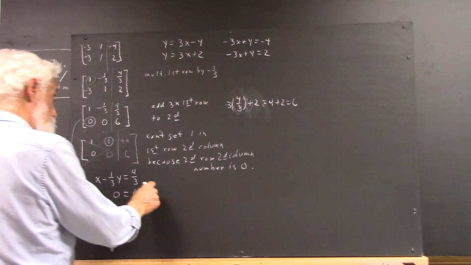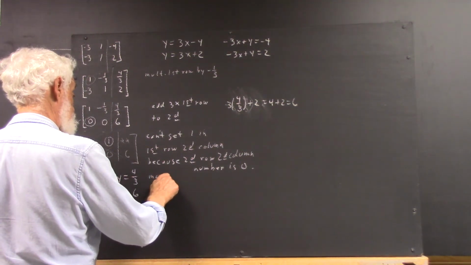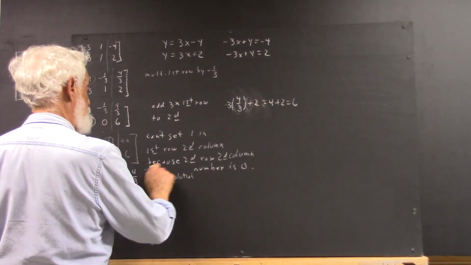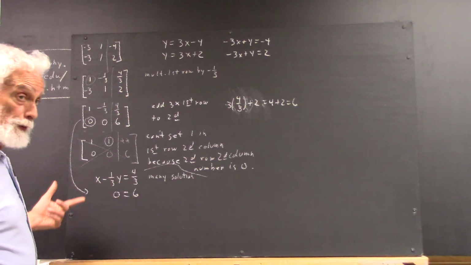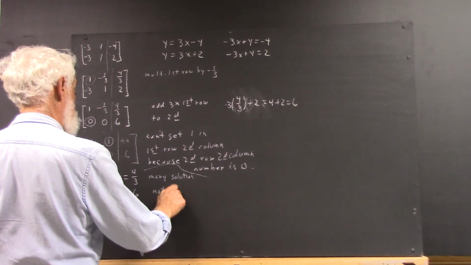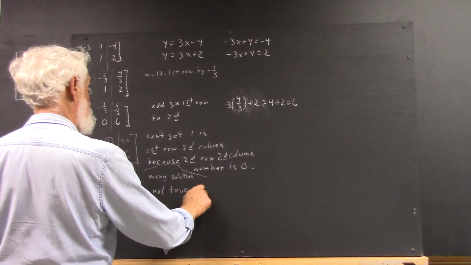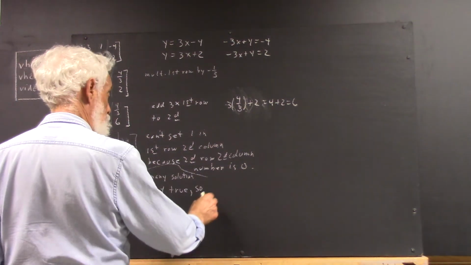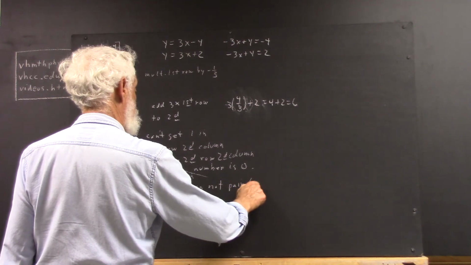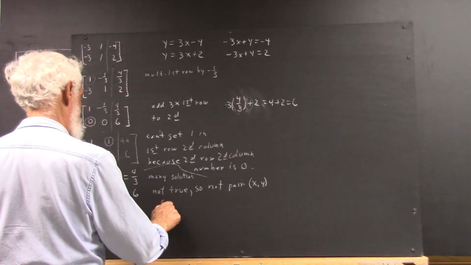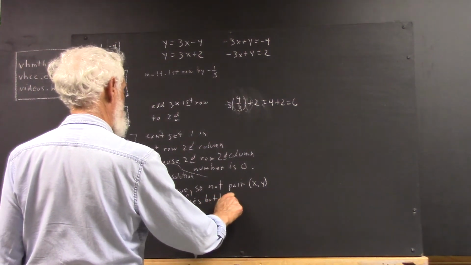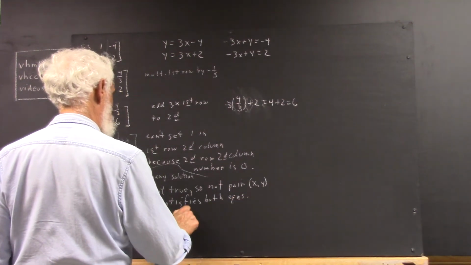Now there could be many solutions here, many x and y values that would make this true, but this is just not true. So no pair x and y satisfies both equations. No solution.